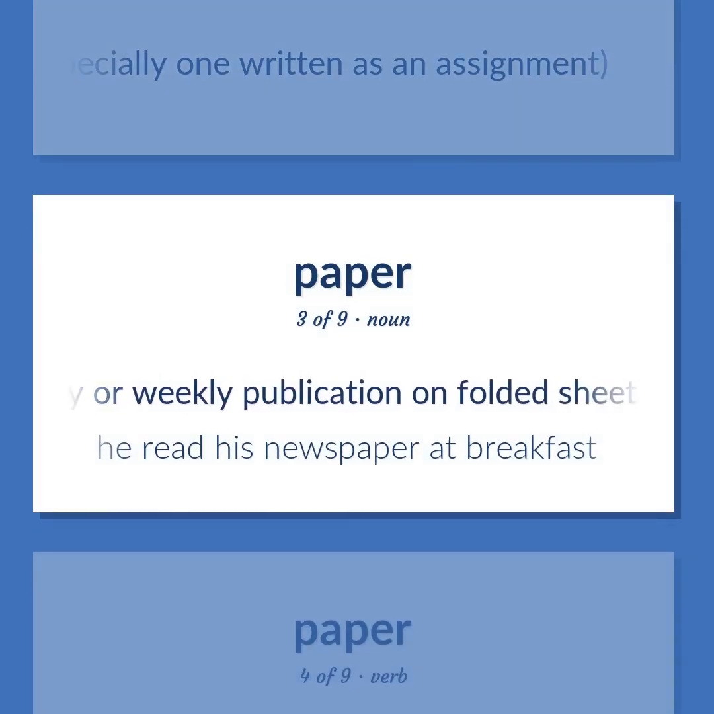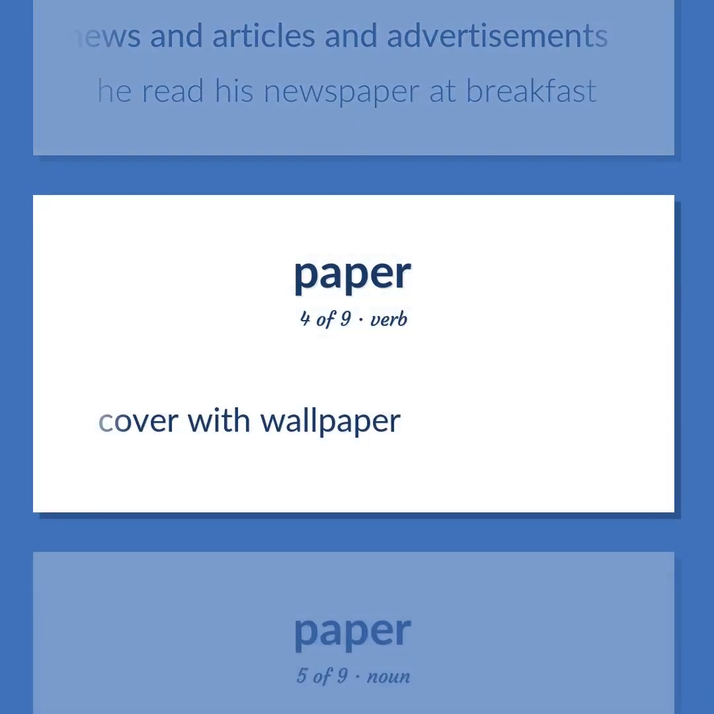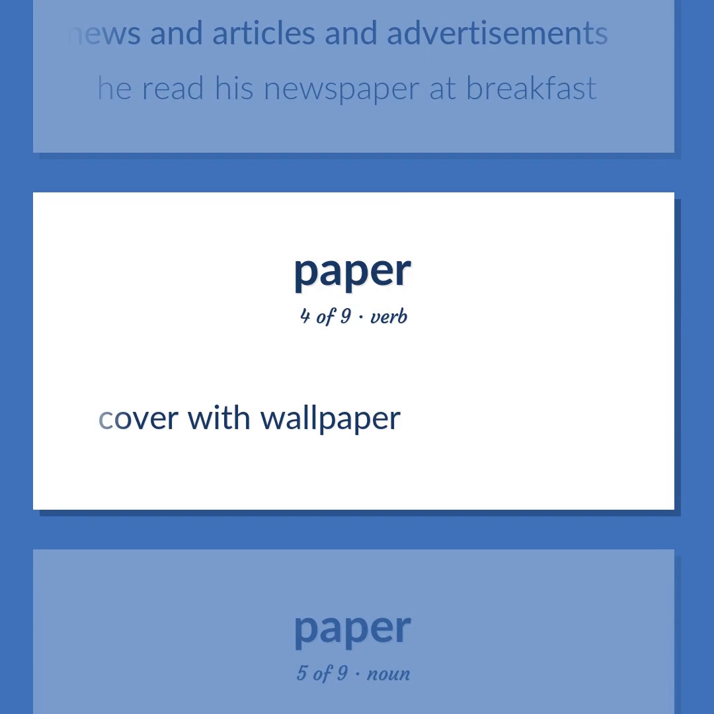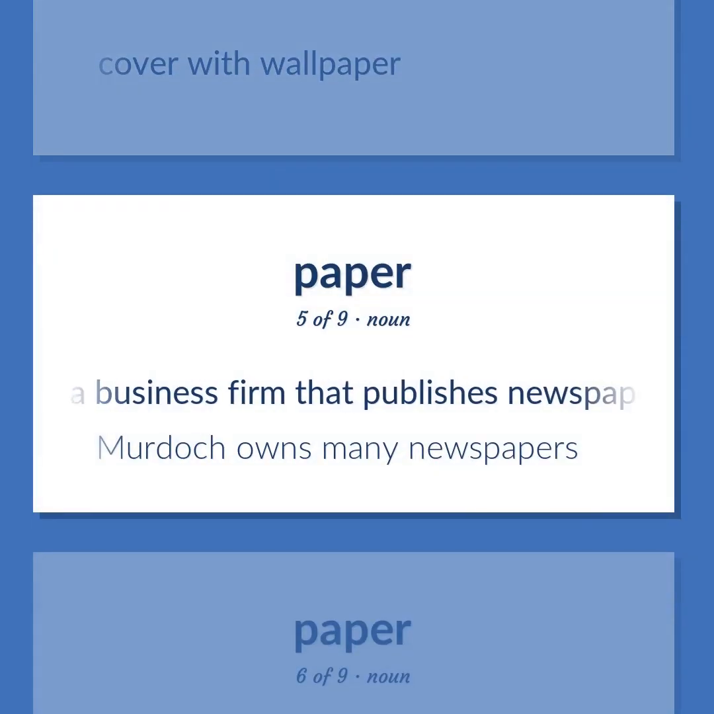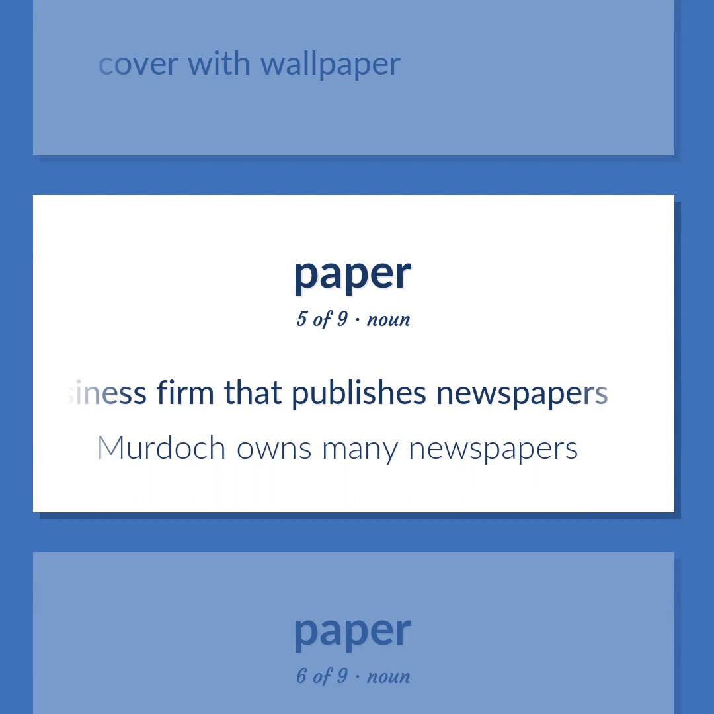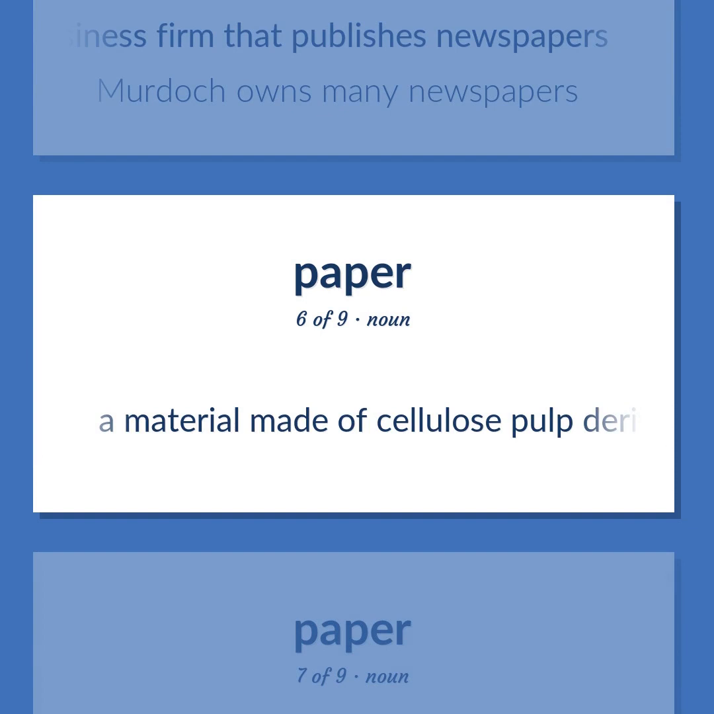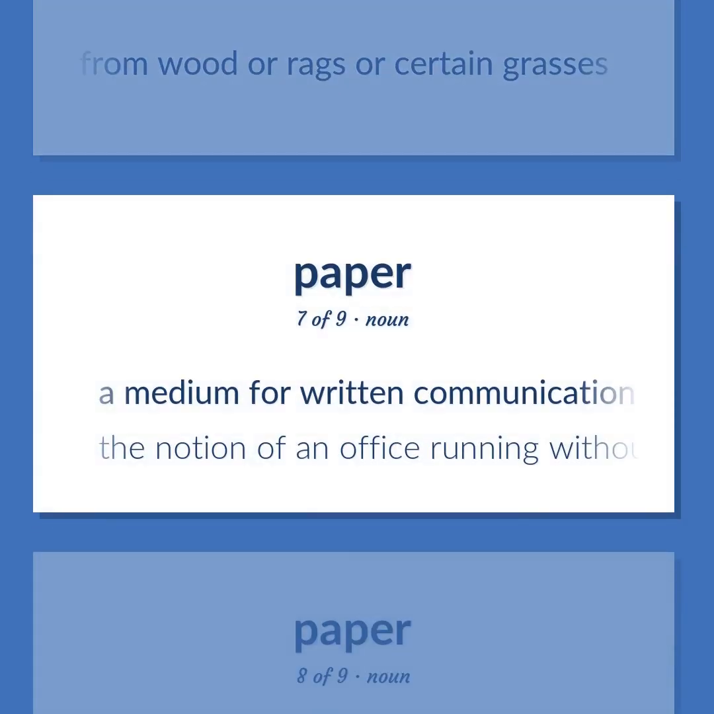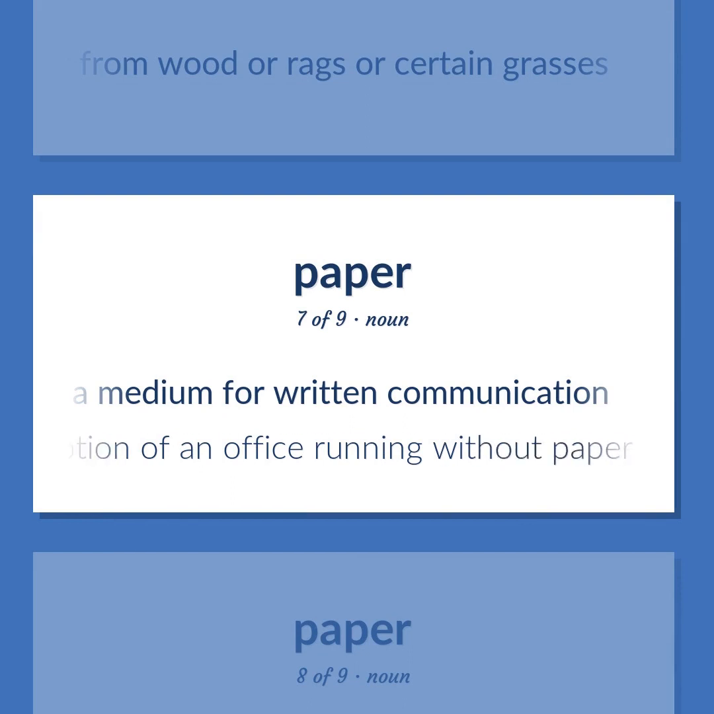A daily or weekly publication on folded sheets, contains news and articles and advertisements. He read his newspaper at breakfast. Cover with wallpaper. A business firm that publishes newspapers. Murdoch owns many newspapers. A material made of cellulose pulp derived mainly from wood or rags or certain grasses. A medium for written communication. The notion of an office running without paper is absurd.